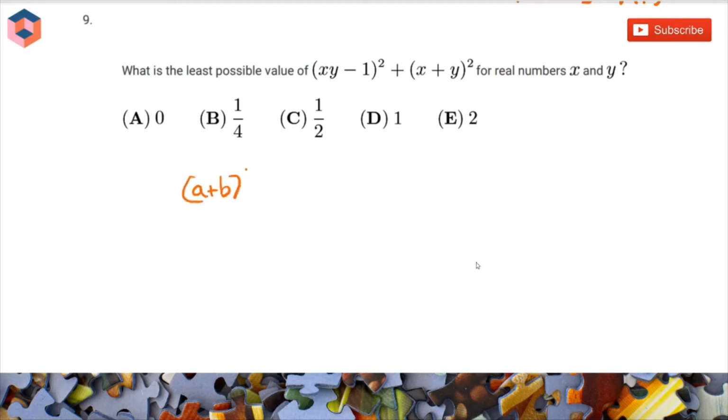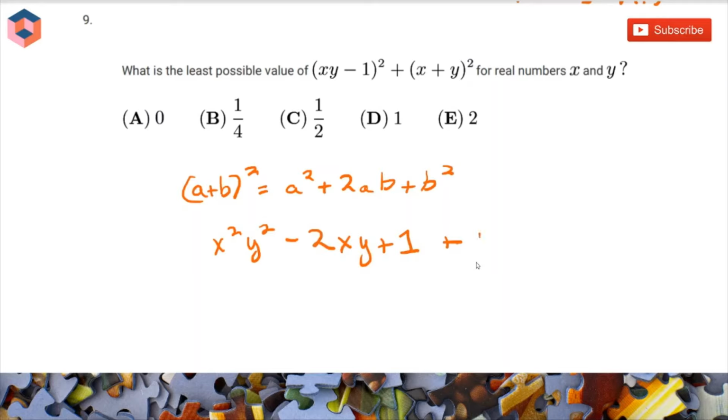(a plus b) squared in general is equal to a squared plus 2ab plus b squared. We won't prove this formula here, but there's a lot of beautiful ways to prove this. So x squared times y squared, minus 2xy plus 1, and then moving on to the second term, plus x squared plus 2xy plus y squared. Now notice that this 2xy cancels out, and we get x squared y squared plus 1 plus x squared plus y squared.